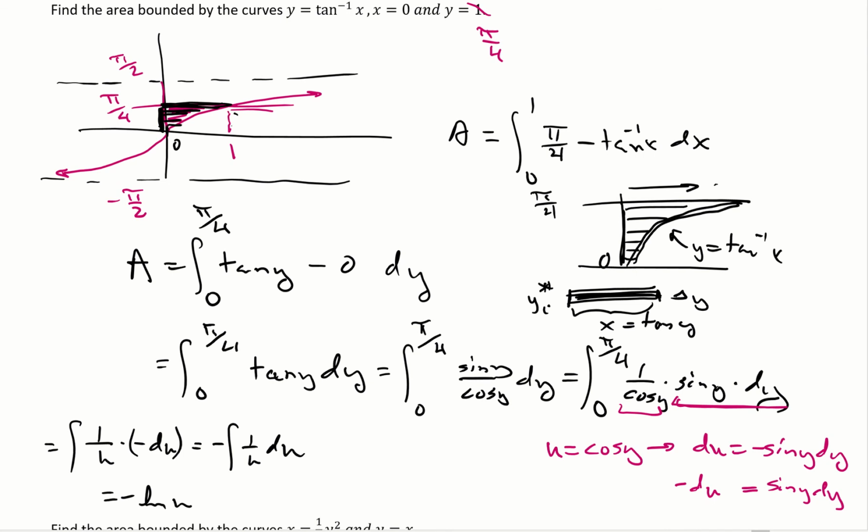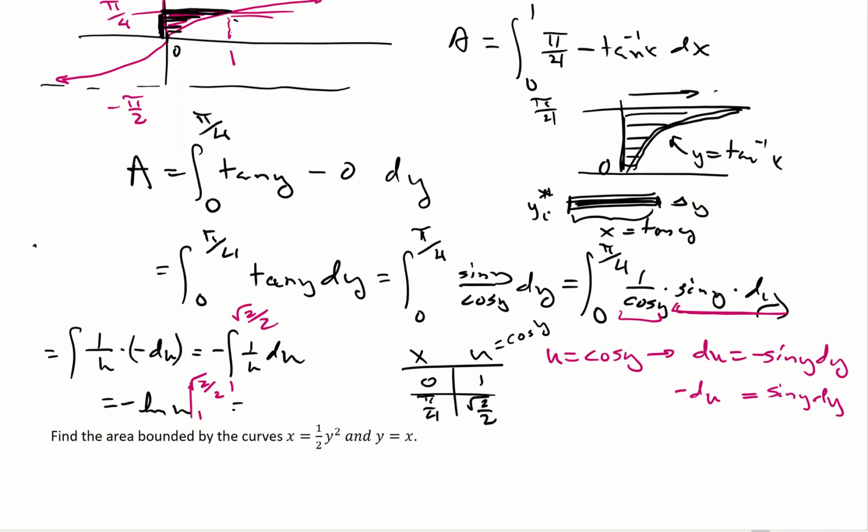Let's find out. I'm going to change the limits. So u, remember, is cosine of y. The limits are 0 and pi over 4. Cosine of 0 is 1. Cosine of pi over 4 is radical 2 over 2. So my new limits are 1 to radical 2 over 2, and also here, 1 to radical 2 over 2. I know it's nuts.